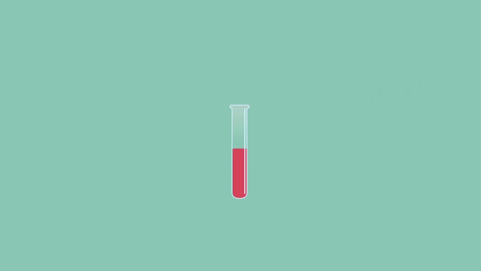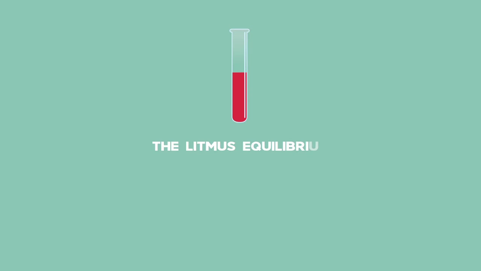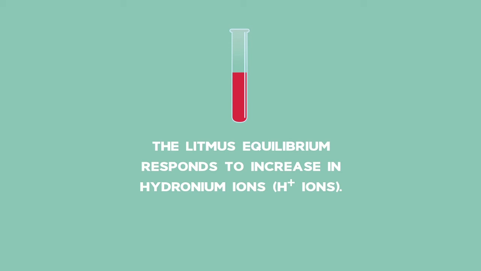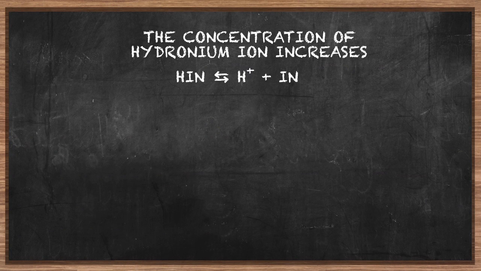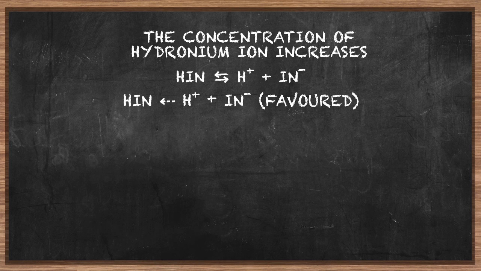Litmus is red in an acid. The equilibrium of the litmus indicator responds to the change in external conditions. The concentration of hydronium ions increases when litmus is dropped into an acid. Applying Le Chatelier's principle shows us that the reverse reaction is favored in the presence of an acid. The system is exposed to an increase in the concentration of hydronium ions.